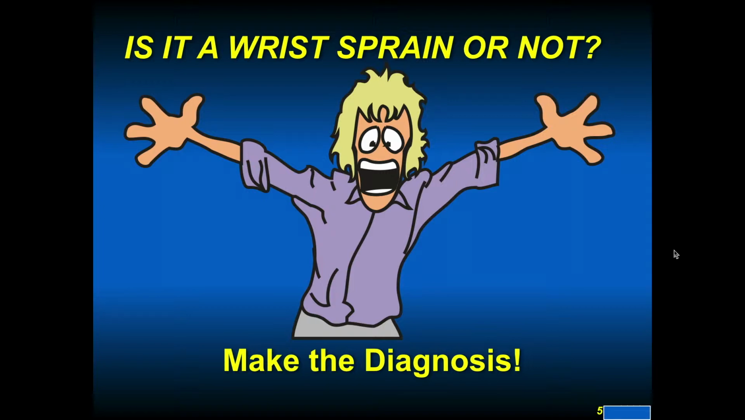If a wrist continues to hurt, particularly if it's in the snuff box, then you've got to think about a scaphoid fracture and make the diagnosis by repeat x-rays, repeat exam, and possible other imaging such as CT or MR.